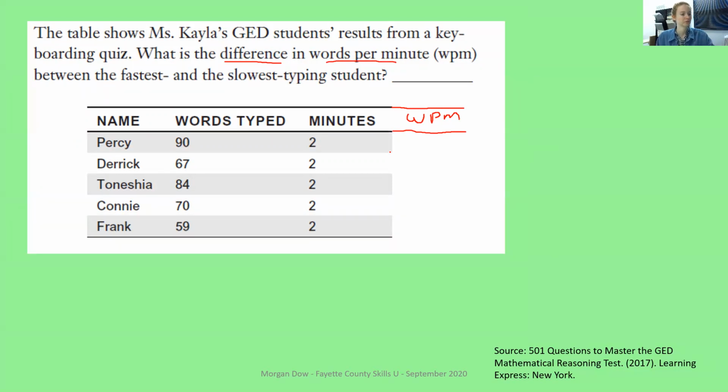Okay, so Percy typed 90 words in 2 minutes, so he was doing 90 words in 2 minutes. And so his words per minute will be 90 divided by 2, which is 45 words per minute.